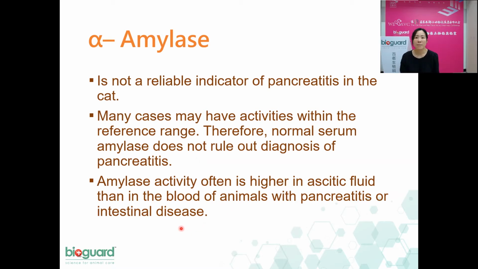And just as I mentioned before, damage to the pancreas will result in amylase release in serum as well as in the abdomen. So if we have some ascitic fluid, we can also detect a high level of amylase in animals with pancreatitis or intestinal disease.